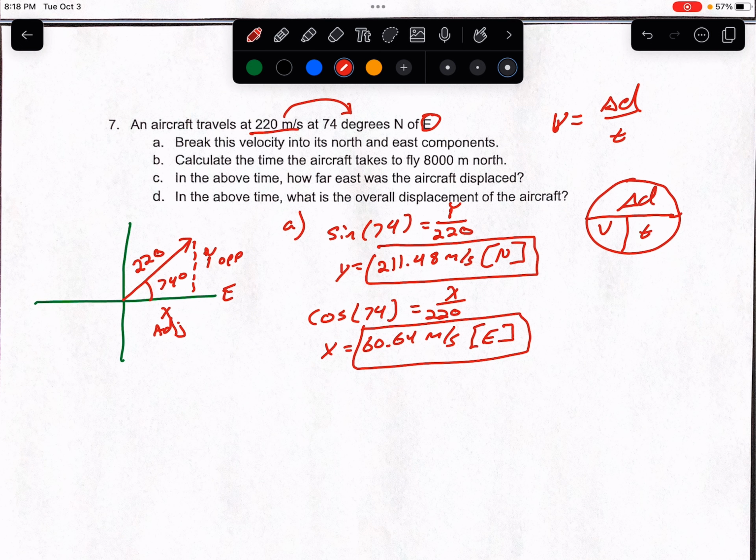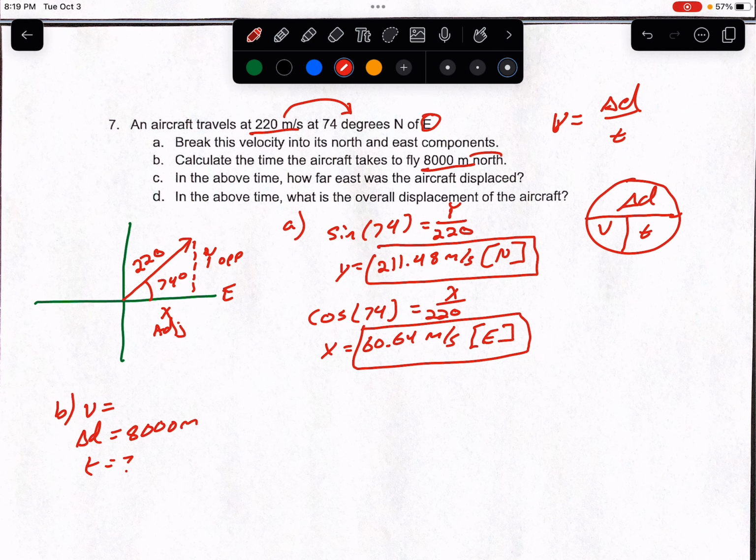Now we're going to see what we have. For part B, we're going to label our V, our displacement, and our time. It says calculate the time, so that means I'm looking for time. That is your question mark, for how long it takes to fly 8,000 meters north. So 8,000 meters, that is displacement, and we're going to put that on the displacement.